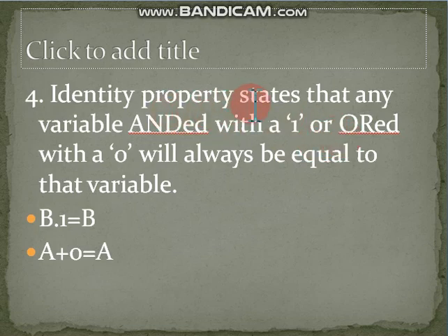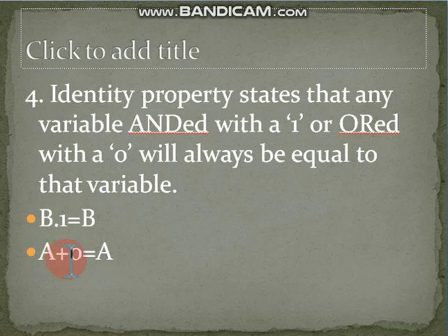Now, the fourth property is the identity property, which states that any variable ANDed with a 1 or ORed with a 0 will always be equal to that variable. They've said any variable, okay? So I've picked b here, ANDed with a 0, ANDed with a 1. So this variable b, and there's an AND gate there, I'm ANDing it with a 1, is equal to that variable. Then here I'm using a variable.